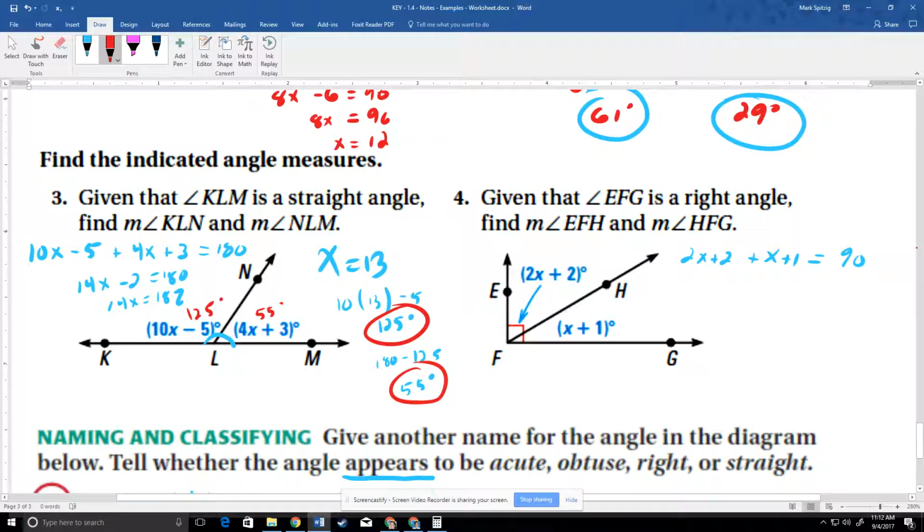All right, let's finish out this other one over here. We'll go back to blue. We're going to say 3x plus 3 equals 90. So we get 3x equals 87, so x equals 29. If x equals 29, this one's super easy. We just add 1 to it, so this angle is 30, which would make this angle 60. We can double check that 29 times 2 plus 2 is in fact 60. So in this case, our two angles are 60 and 30.